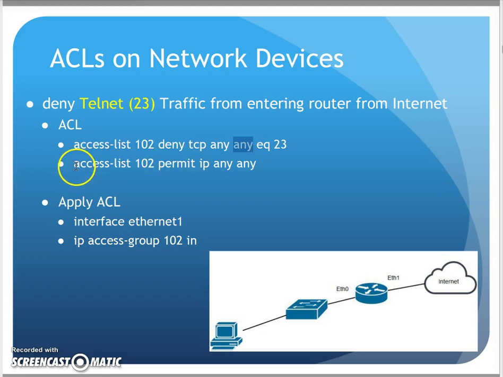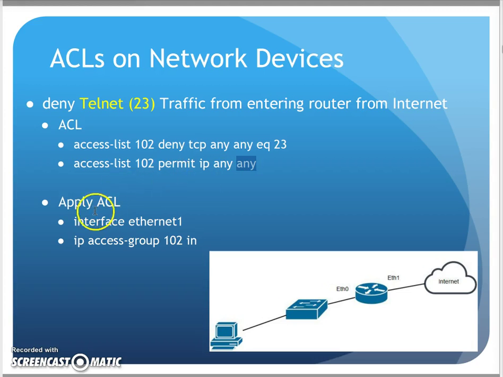The next line of my access list then says, okay, I'm going to permit any remaining IP traffic coming from anywhere going to anywhere. Now, I might not realistically want to do that. I may not want to let people try to SSH into my network, but I'm keeping this very simple at this point. This rule will stop Telnet.